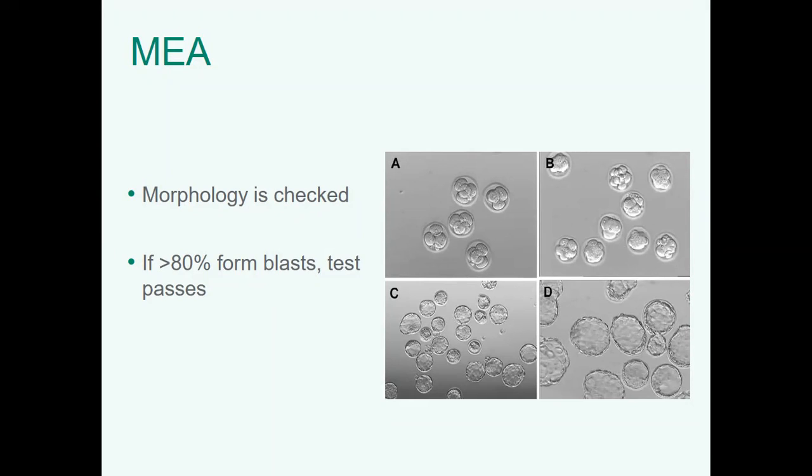And here are some pictures of mouse embryos. Normally the test is done by culturing the mouse embryo from one cell for 96 hours, during which it will develop into a blastocyst. In this assay, only morphology is checked, and the criterion is that if 80% of the embryos form blastocysts, the test passes.